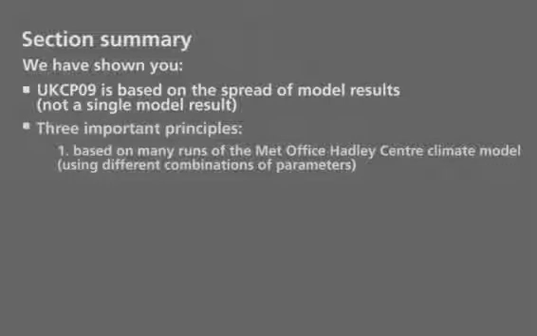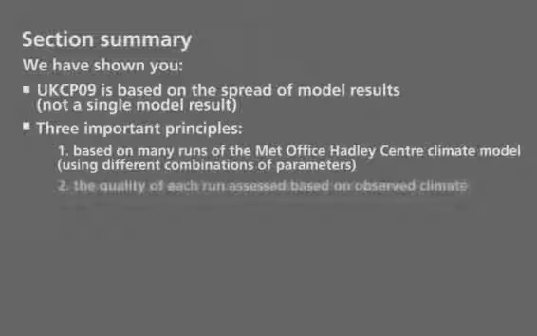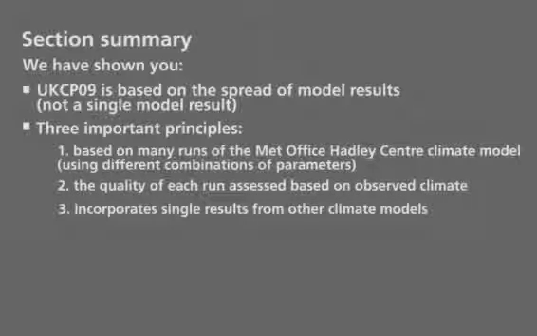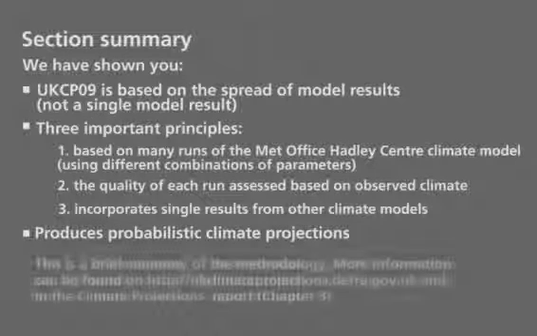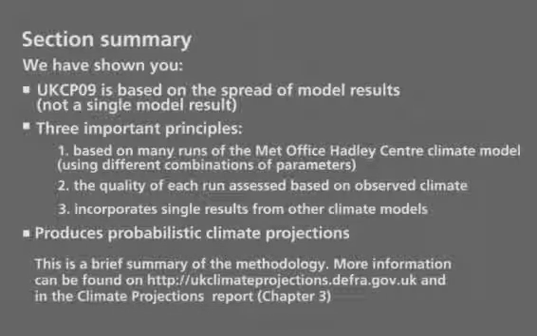In this section, we've shown how the modelling for UK CP09 has been developed. We followed three important principles, the first one being that UK CP09 is based on a spread of model results and not just a single model run. The second principle is that the quality of each model run has been assessed based on the observed climate. And finally, we've incorporated single results from other climate models, and this has produced what we now call the UK climate projections.